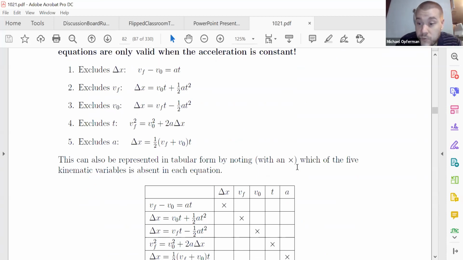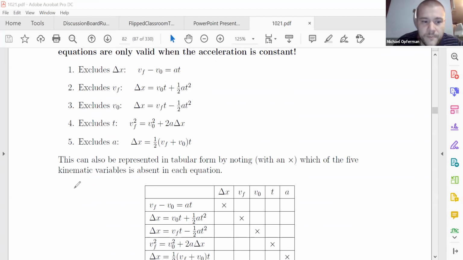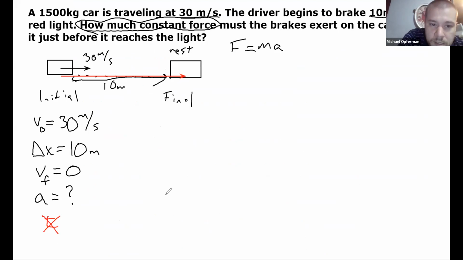So now it's obvious which one to choose, right? I don't even have to think about it. People act like this is the hard part of the problem. Boom, it's that one, because I know that I want the equation that doesn't have time in it. So I already know what I'm looking for. By the time I look at the list, it's that equation: VF squared equals VO squared plus 2A delta X. Okay, so let me go back here. The equation I want was VF squared equals VO squared plus 2A delta X.